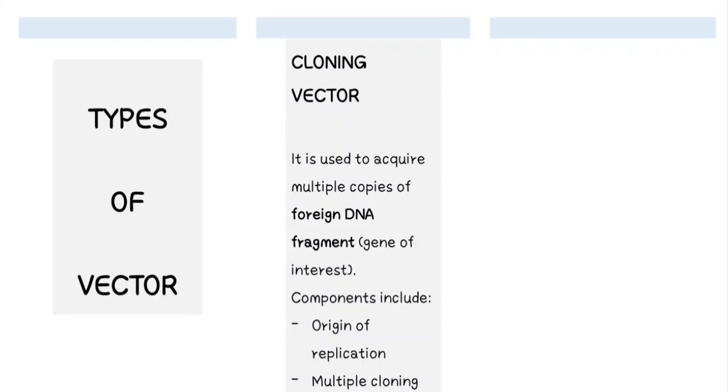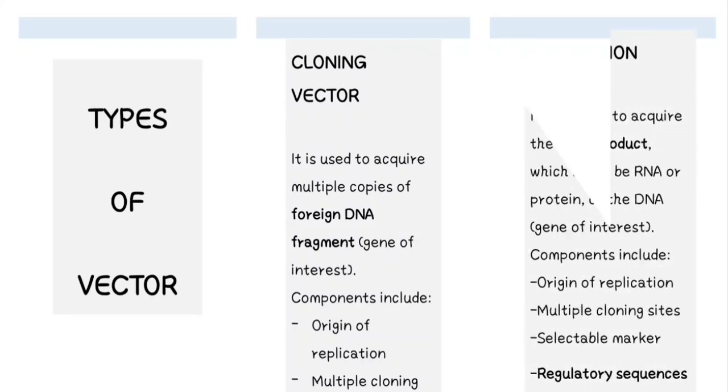But when I need a large amount of proteins, we can't use a cloning vector. Protein is a gene product. When we need a product of this gene, we need an expression vector. So an expression vector is a modified form of a cloning vector. It will have an origin of replication, multiple cloning sites, and a selectable marker, but it also has regulatory sequences. So what are these regulatory sequences?